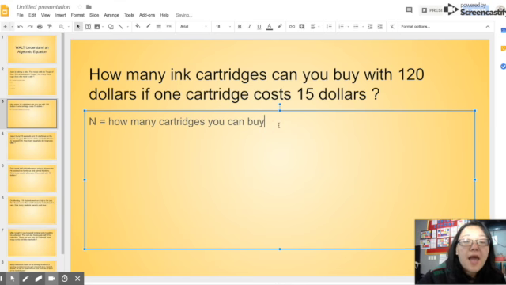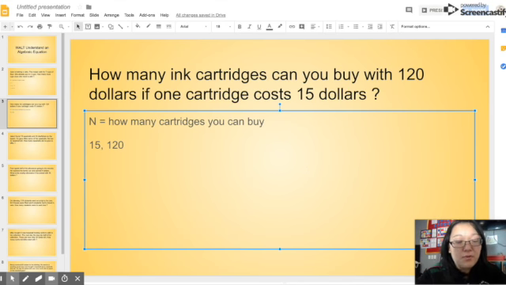Okay. And if 1 cartridge costs $15, that's one of the numbers, and 120 is the other number. So we've got n, 15, and 120. How do we find the relationship between them? Okay, well, I think if you look at this, you will be able to work out that to figure it out, you need to divide 120 by 15.